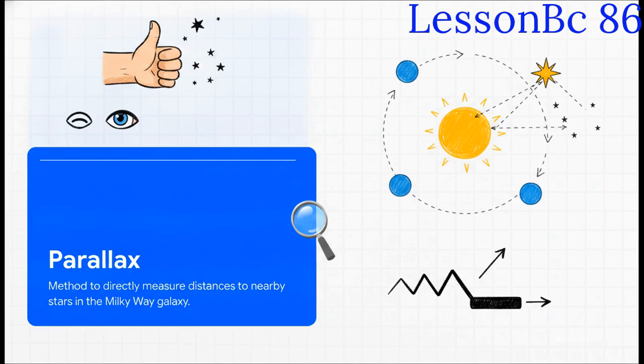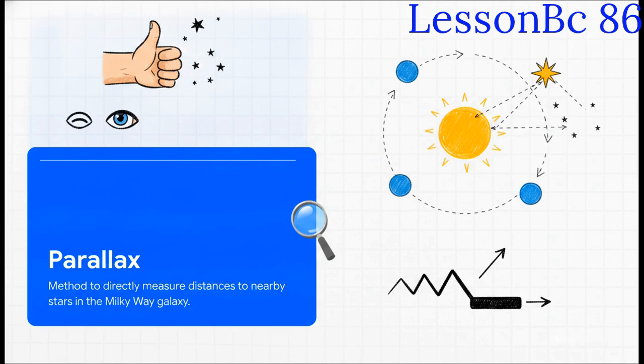This is basically the foundational rung on what astronomers call the cosmic distance ladder, and we use it directly for our closest stellar neighbors right here in the Milky Way galaxy. Think of it like this. If you hold your thumb out at arm's length and close one eye, and then switch and close the other, your thumb appears to kind of jump back and forth against the background. That visual shift, that's parallax.